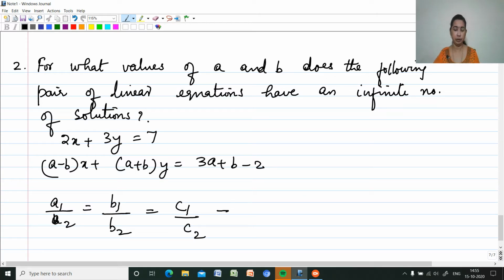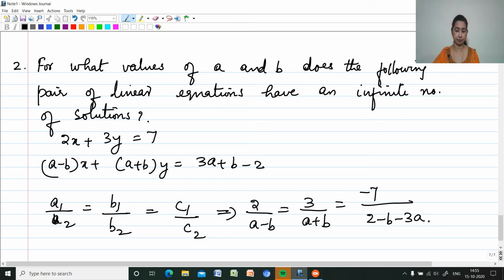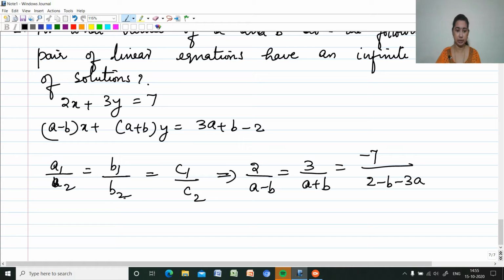So we'll find out what is a1 by a2. a1 means here it is 2. So 2 by (a minus b) is equal to 3 by (a plus b) is equal to minus 7 by (2 minus b minus 3a). Now we can compare the equations. First two we can compare: 2 by (a minus b) is equal to 3 by (a plus b). First two I have taken.